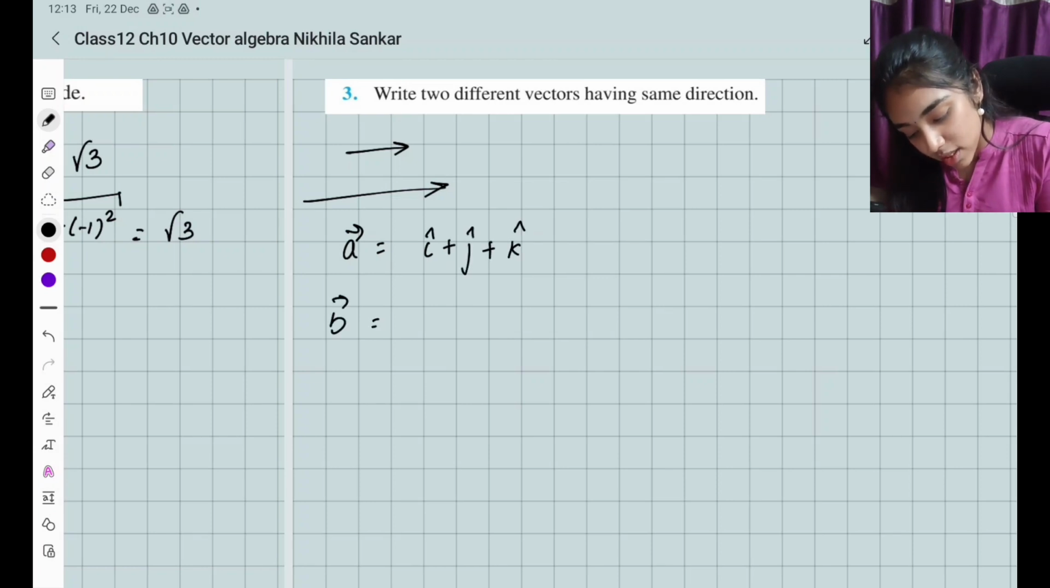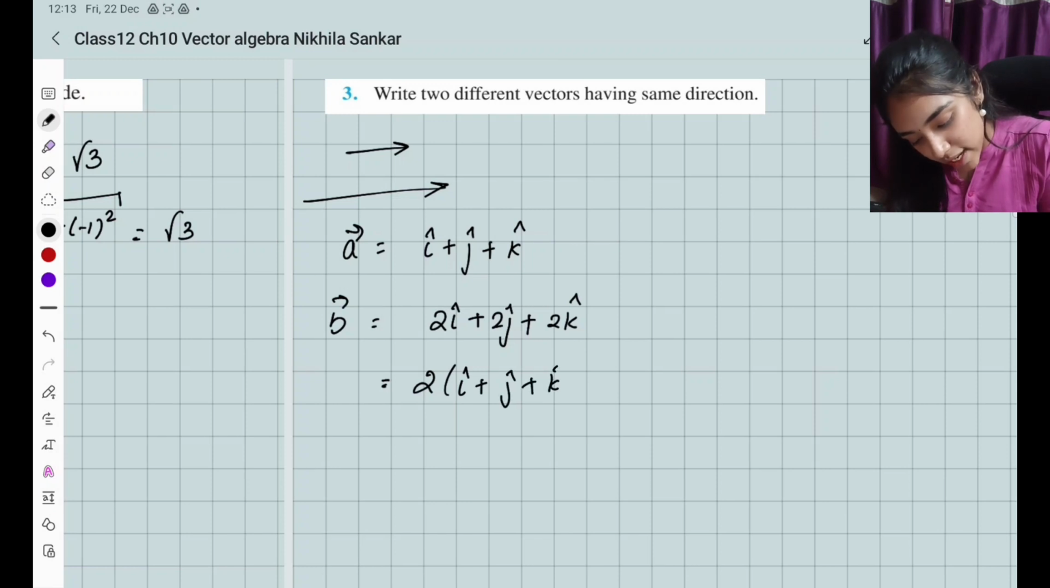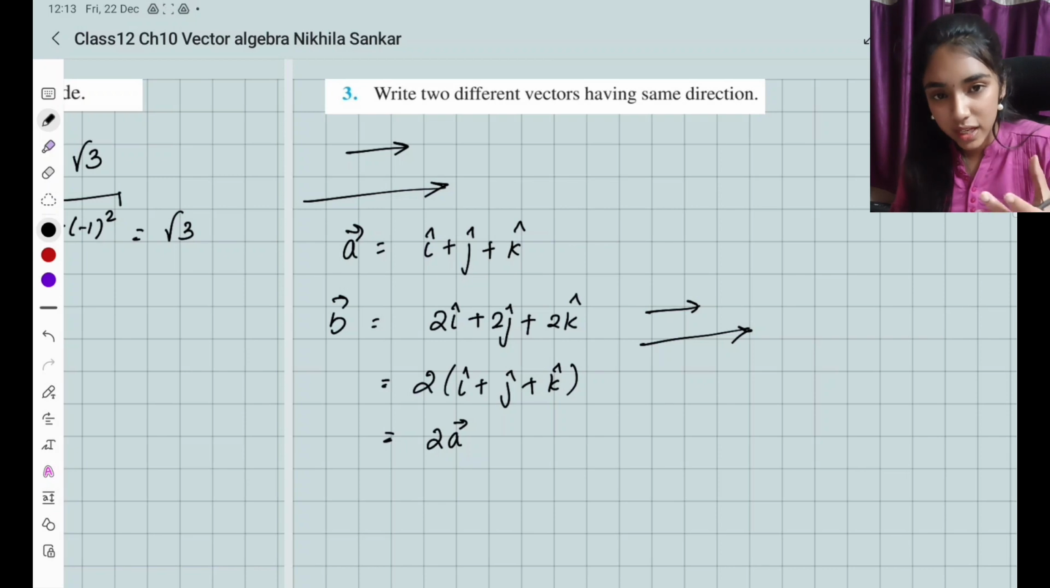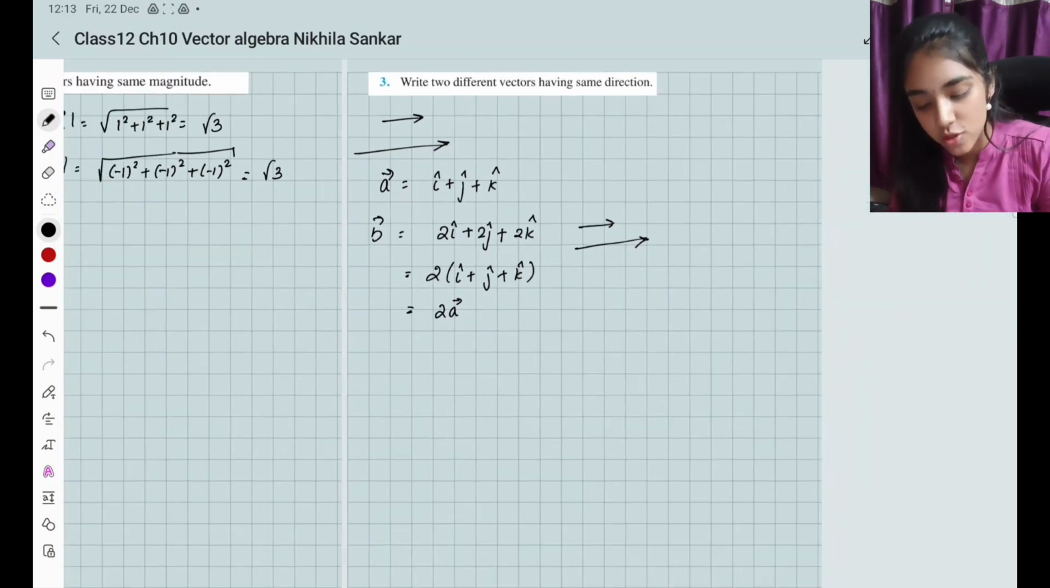இப்போ B vector I can take it as 2I cap plus 2J cap plus 2K cap. When I take 2 outside, it is going to be 2 times I cap, J cap, K cap, which is going to be 2 times A vector. இப்போ A vector எப்படி இருக்குன்னா, B vector is going to be double the A vector. So it is in the same direction. Magnitude தான் வேறையா இருக்கே தவிர direction அதே தான் இருக்கு. So you can also take such examples.